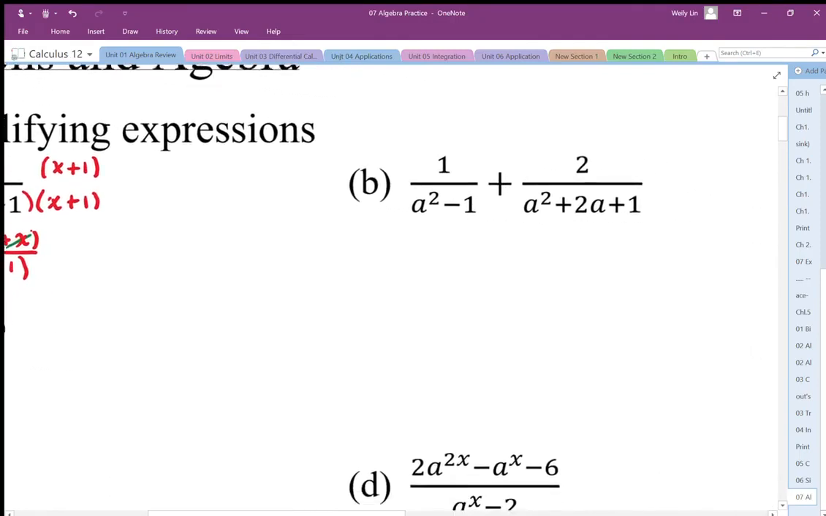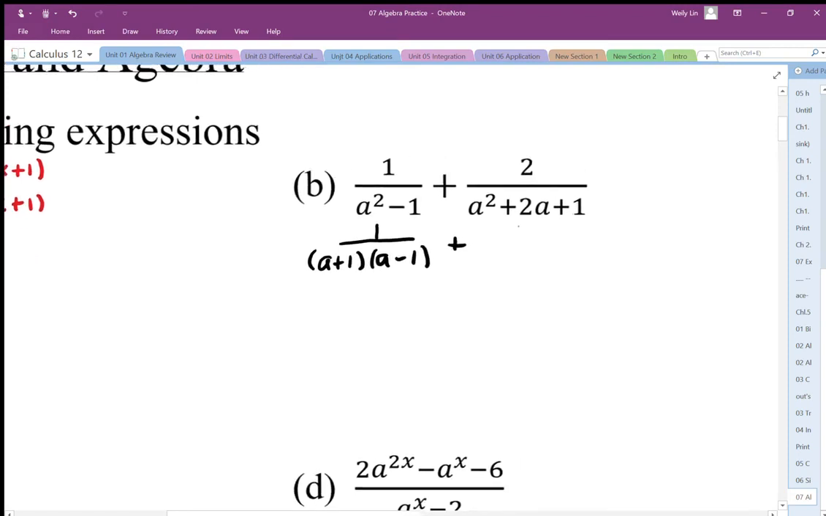This one here, we want to factor the denominators first to see what factors we're working with. So we're going to end up with a plus 1, a minus 1, plus, and this one is going to have a plus 1, a plus 1. So we have a plus 1 squared.